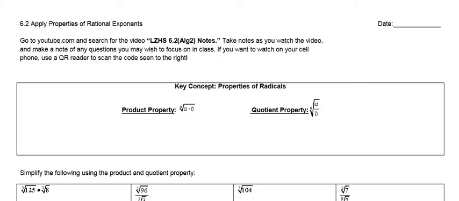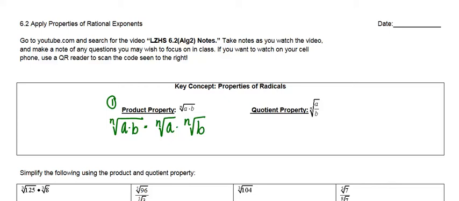So the first thing we want to do is take a look at two important properties of radicals, and both of these properties you already saw when we were simplifying square roots. The first of these properties is the product property. If I'm taking the nth root of the product of a times b, I can go ahead and rewrite that as the nth root of a times the nth root of b.